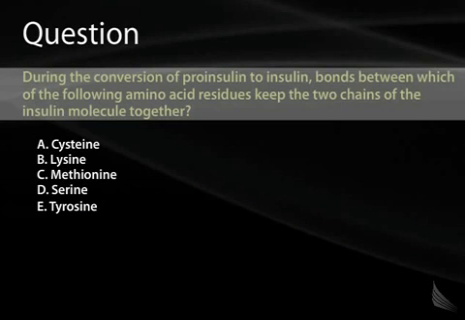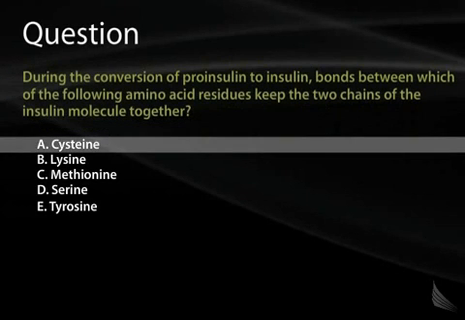This question is asking, during the conversion of proinsulin to insulin, bonds between which of the following amino acid residues keep the 2 chains of the insulin molecule together? The correct answer for this is cysteine. It is the cysteine residues which hold the 2 chains together. So the A and the B chains in the mature insulin molecule are held together by disulfide bridges, and these disulfide bridges are anchored onto these chains by cysteine residues.